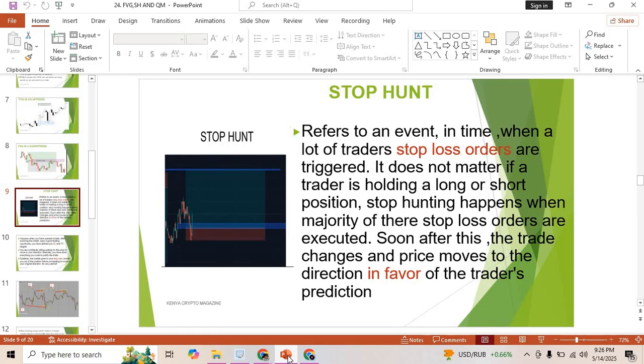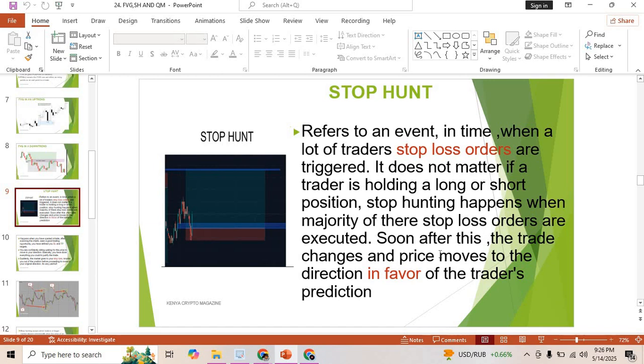Yes, fair value gaps. Another thing that we did yesterday: no one can remember that we did confluences. I keep mentioning confluences because it's very important to have more than one POI merging with each other. But just to continue with whatever we've done yesterday, we're going to look at something we call a stop hunt. Then lastly, we shall close this off with a Quasimodo pattern and Quasimodo level.